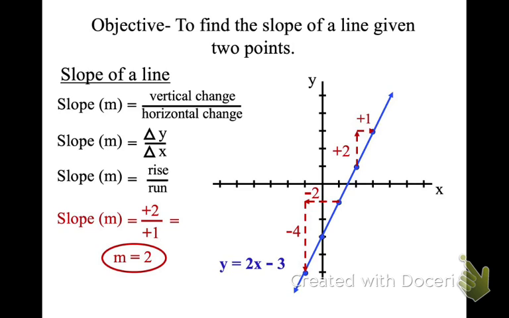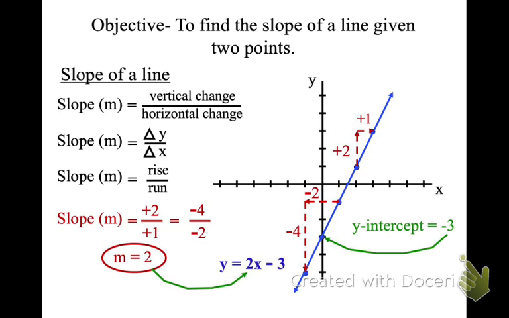So the slope is the steepness. We can refer to the slope as the vertical change over the horizontal change. We can use these symbols, change in y over the change in x. We can use the language rise over run. It reads rise over run. But mostly when I'm looking for the slope, I'm looking for that number. And either it's a fraction or it's a whole number.